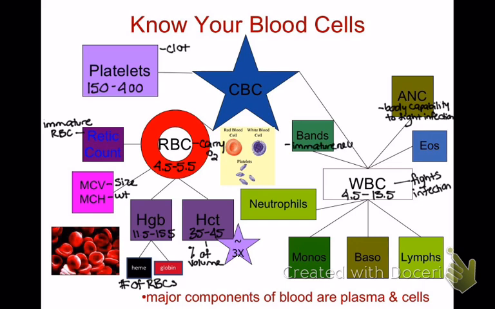Bands are immature neutrophils. And like I said, those are more with bacterial infections. You'll see that shift to the left. Eosinophils are often seen elevated with inflammatory disorders. Neutrophils are the primary defense against bacterial infections. So again, you'll see that shift to the left, they'll be elevated. You said primary defense was what? Against bacterial infections.